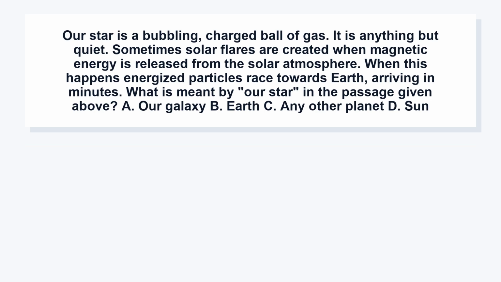Our star is a bubbling, charged ball of gas. It is anything but quiet. Sometimes solar flares are created when magnetic energy is released from the solar atmosphere. When this happens, energized particles race towards Earth, arriving in minutes. What is meant by our star in the passage given above? A. Our galaxy. B. Earth. C. Any other planet. D. Sun.